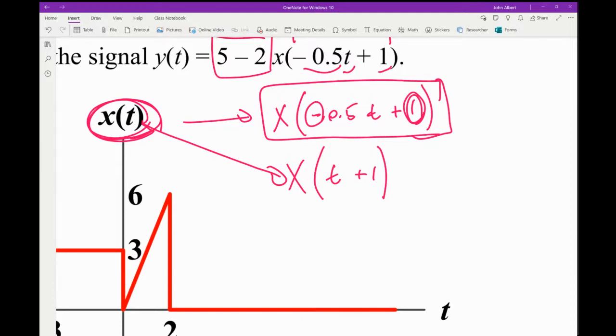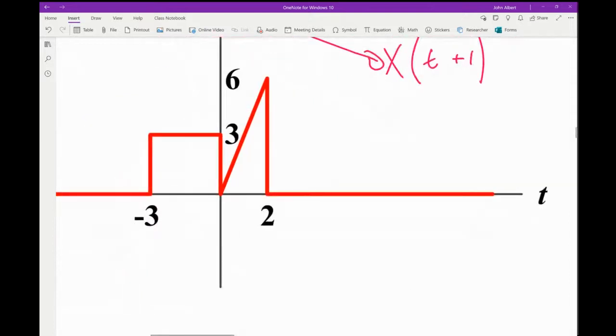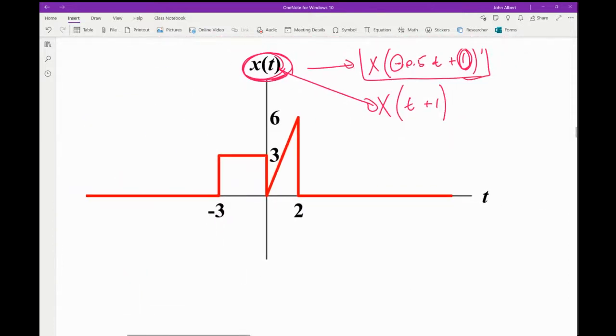So let me show you basically the solution. The reason why I put the solution there is that I wanted to save time. I didn't want to do the sketching. So this is x of t that I have.